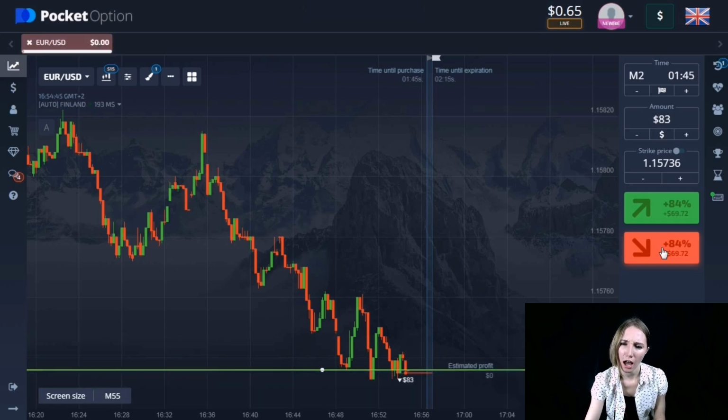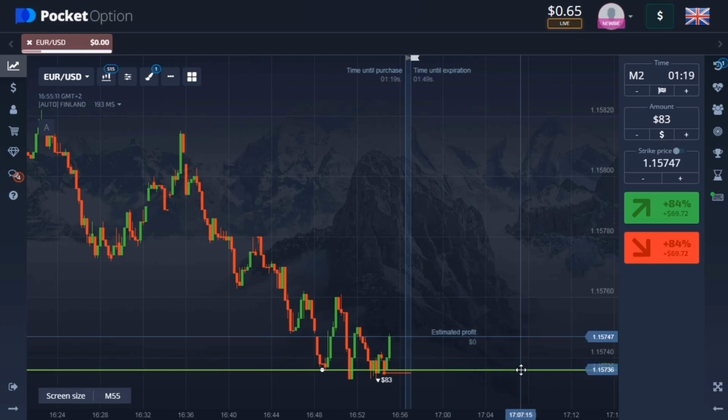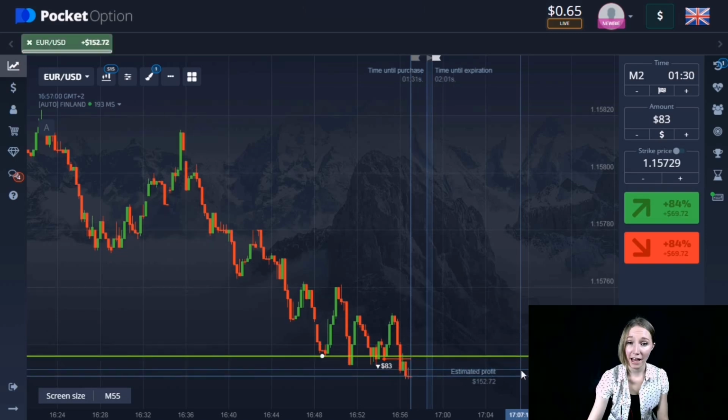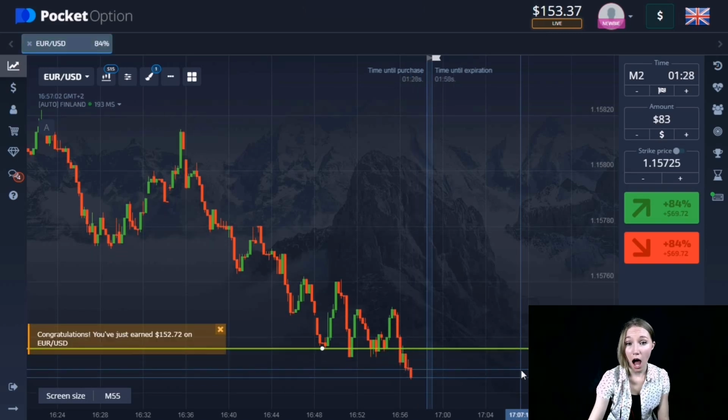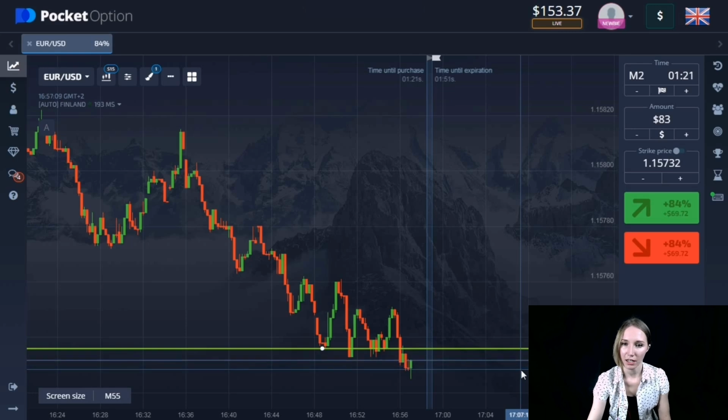So I would like to enter here for 2 minutes because I'm sure that there will be a breakout of the level. So guys, let's wait for the results of our trade. Well, that's great. There was another pullback up, and after that the price continued moving to our level and then broke it through. I really thought about that, and that's why I opened the trade for 2 minutes with a reserve. And we had our time, it was quite enough for us.